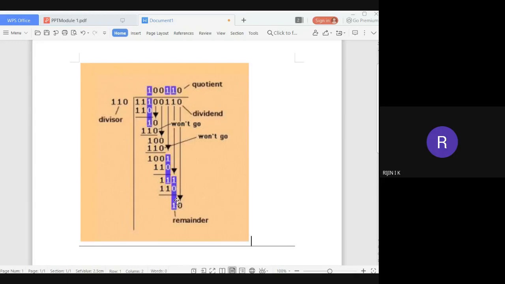Okay, then after the subtraction operation, what did we do? The result 1 0 will be obtained. Then can we subtract 1 1 0? No. We added 0 in the quotient position. Then finally we will get the remainder 1 0 and the quotient will be 1 0 0 1 1 0. So this will be the quotient.